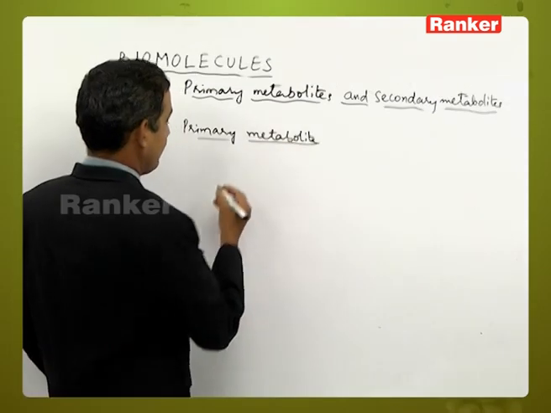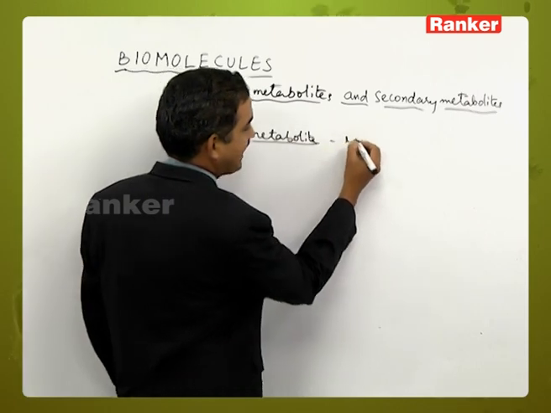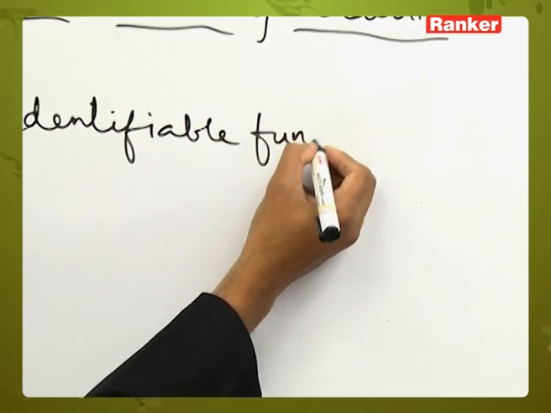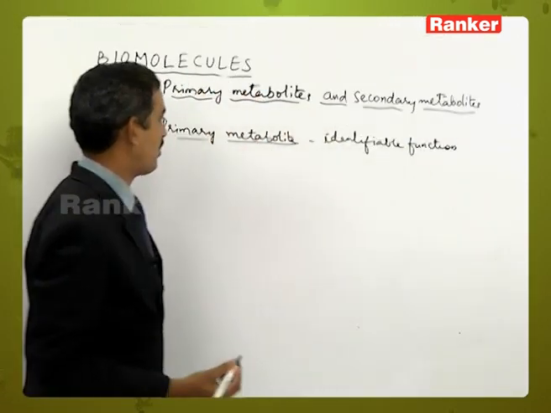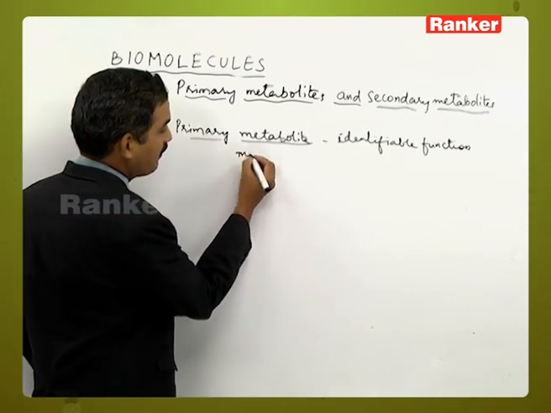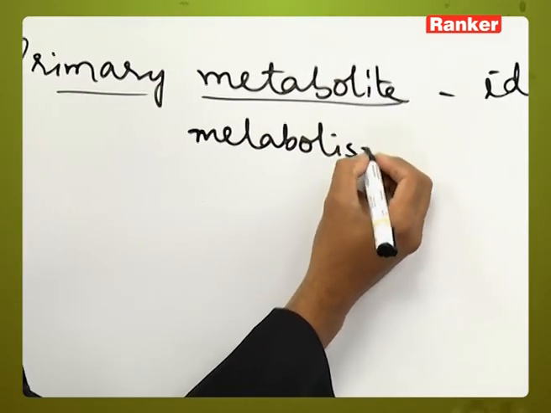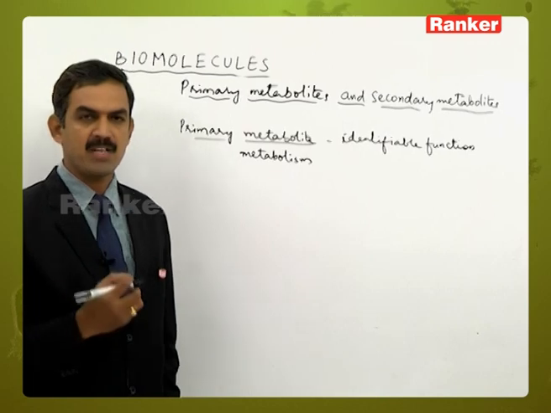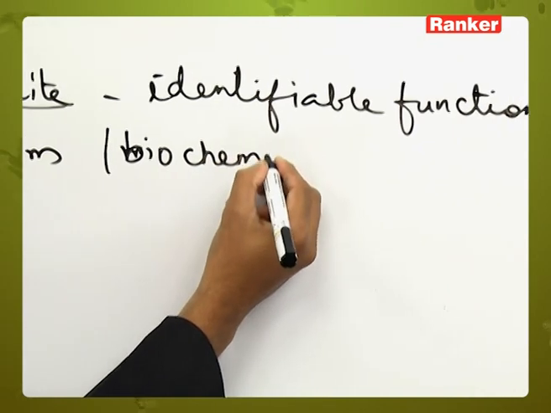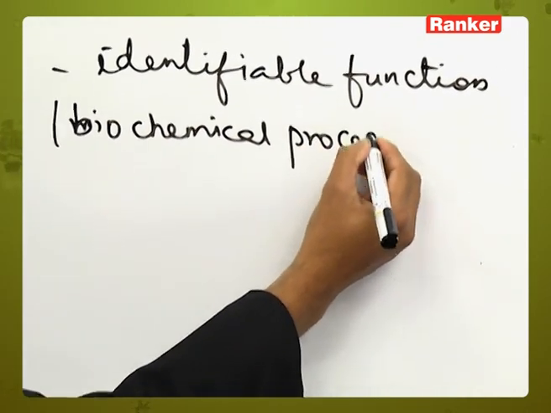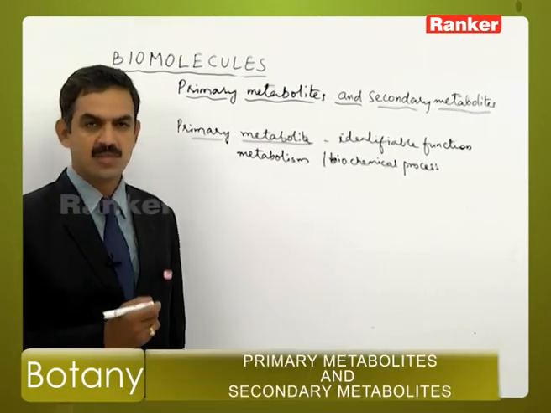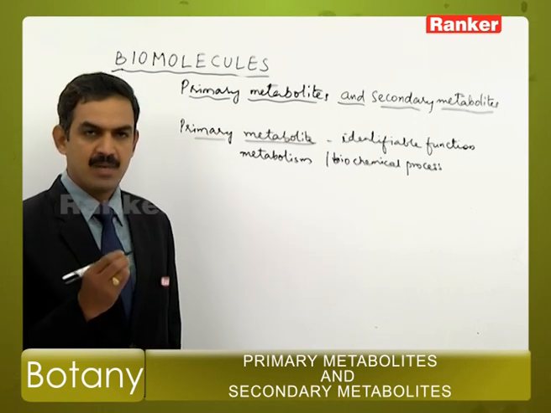Or we can say that any organic substance which has an identifiable function inside the cell, such type of organic substance is called a primary metabolite, and which is useful for metabolism, or which is concerned with the metabolic processes or biochemical processes taking place inside the cell. Such type of organic substances are called metabolites, primary metabolites.